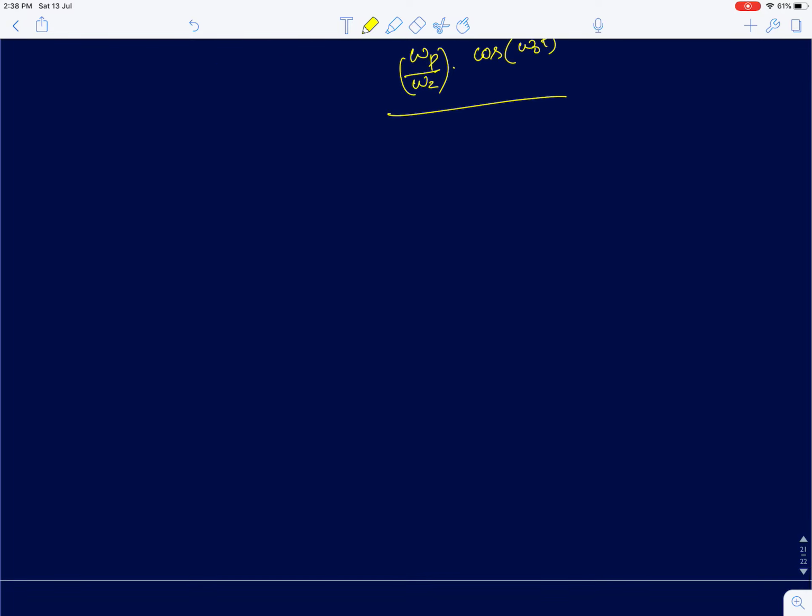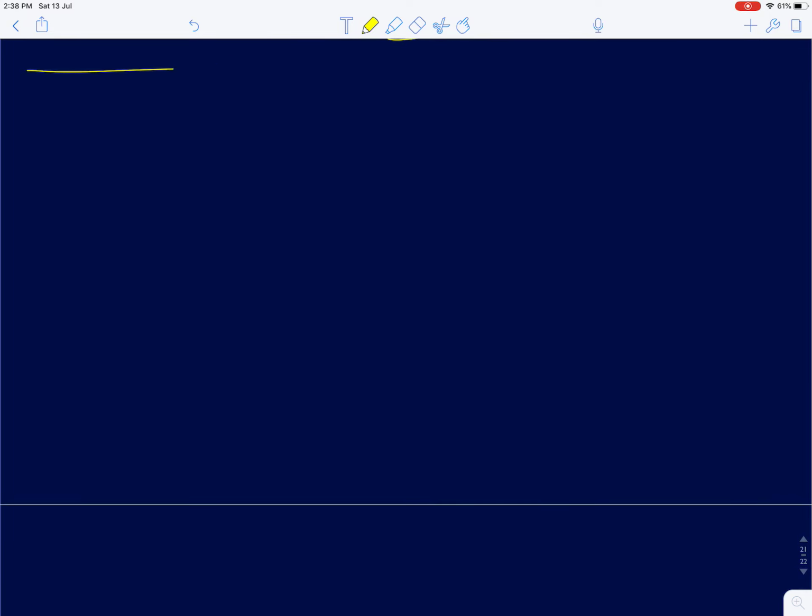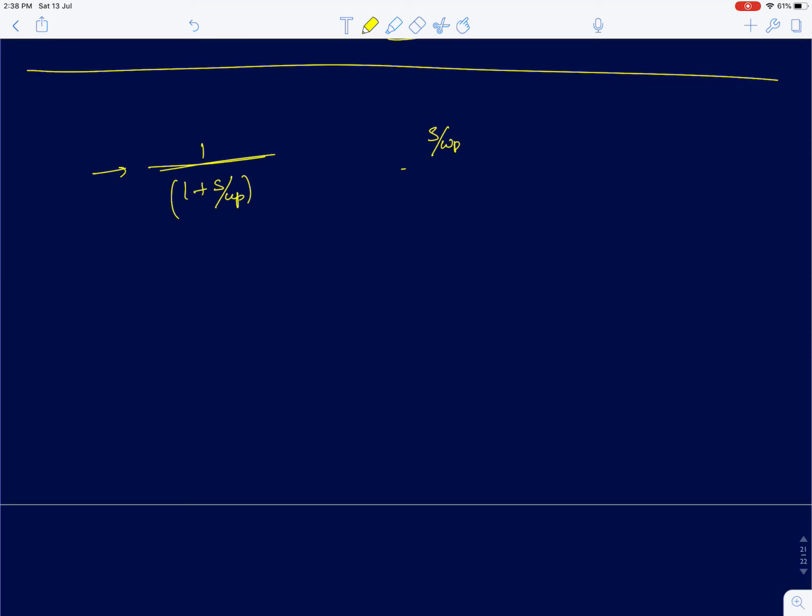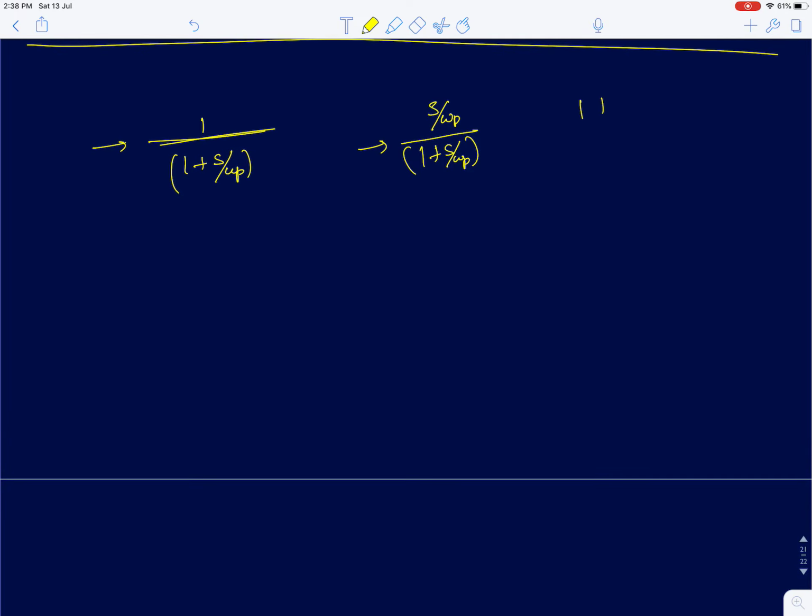Now before I finish this lecture, I'll just give 3 important functions that you will encounter in first order systems. So one of the common functions you will encounter is the single pole system. It's also called the low pass transfer function. The other transfer function is s by omega p upon 1 plus s by omega p. Now I didn't show this function, but this is called a high pass transfer function. Okay, and then we'll have s by omega z, which we just discussed a few moments ago, and s by omega p. Okay, let me just talk a little bit more about this and then come back to these functions.